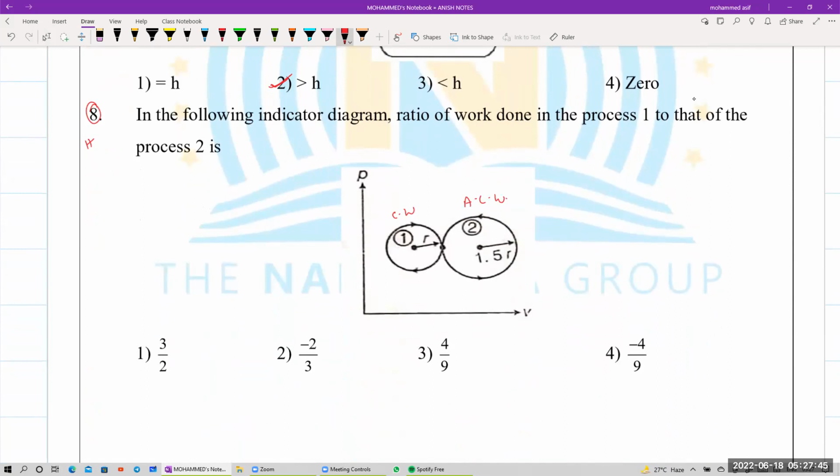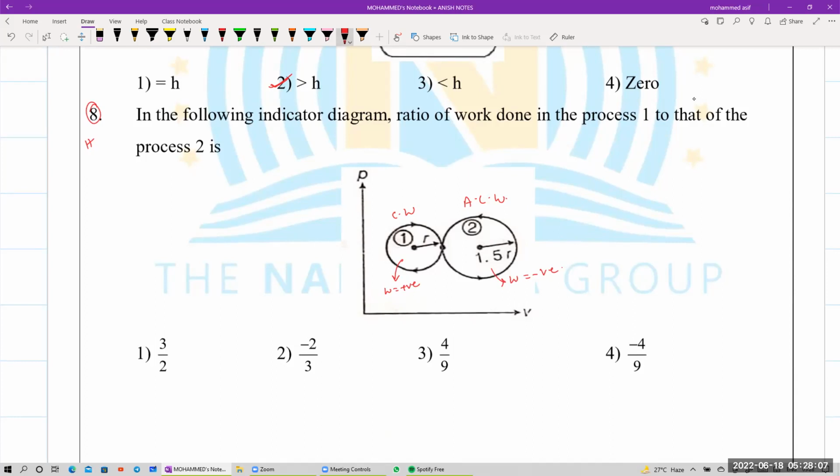Work done in the clockwise direction will always be positive, and work done in the anti-clockwise direction will be negative. What is being asked is the work done in process 1 to process 2. The radius of the first one is r, and the second one is 1.5 r.